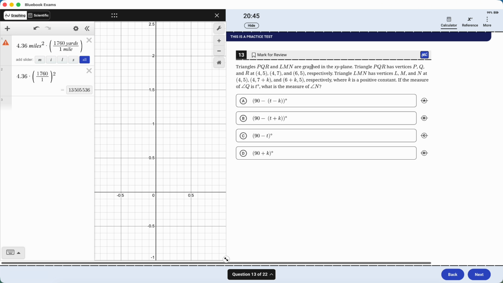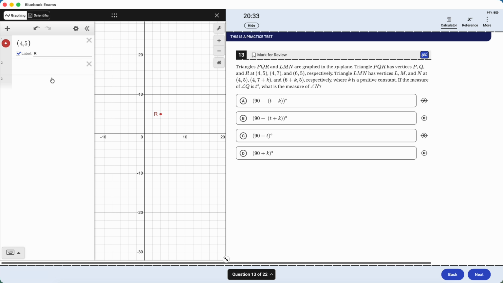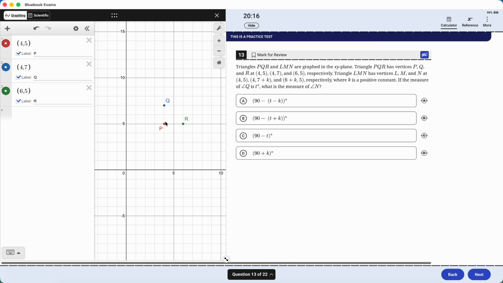Number 13 here gives us triangles, and it gives us the vertices. So here's a cool thing. You can actually do this in Desmos. You can put in a point and you can even label it. I can give it a name like this, R. There's point R. And then I can put in the next point, 4, 7. Sorry, that was P. I forgot the order. P, and then this is Q. And last one, 6, 5. This is going to be R. There's our triangle. It's going to make a right triangle if you can picture that. I can't really connect those lines in Desmos to draw the picture, but anyways, that's it.